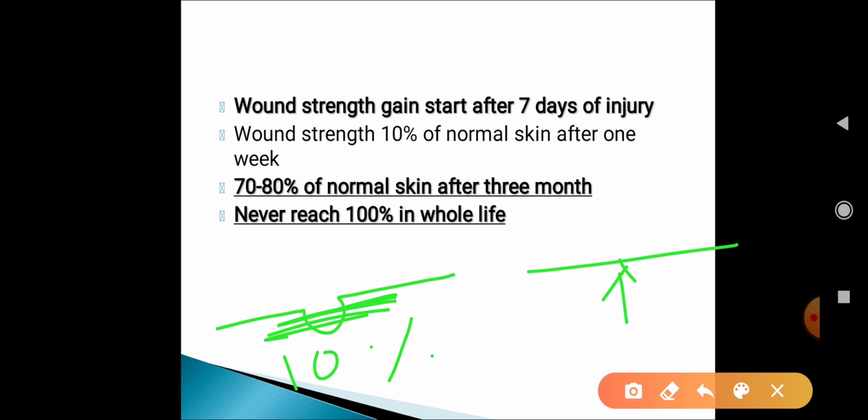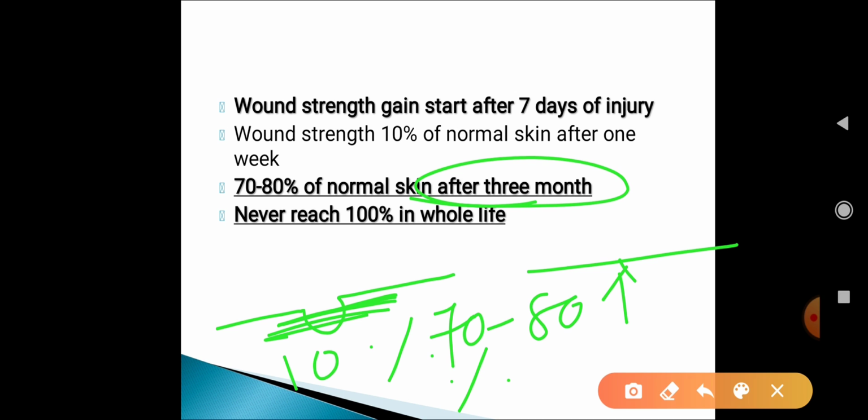And you might be surprised, guys, that your damaged skin will never be like the normal original tissue. The tensile strength will be a maximum of 70 to 80% after 3 months, right? After 3 to 4 months your tensile strength will be 70 to 80%.